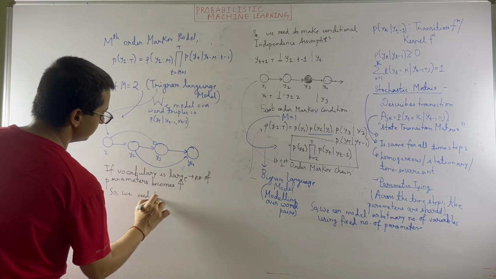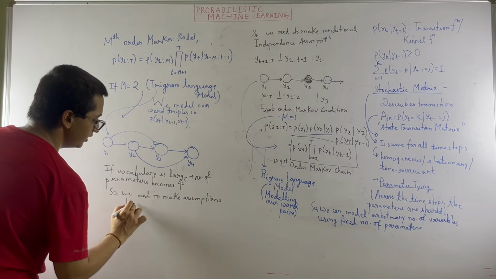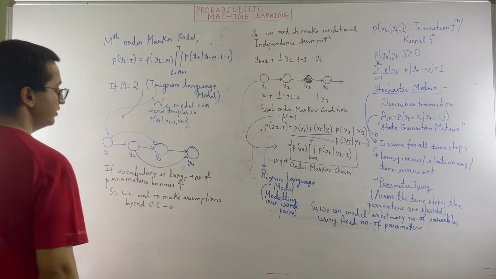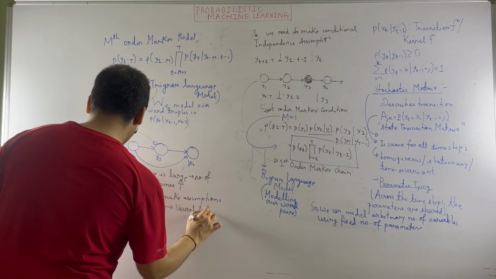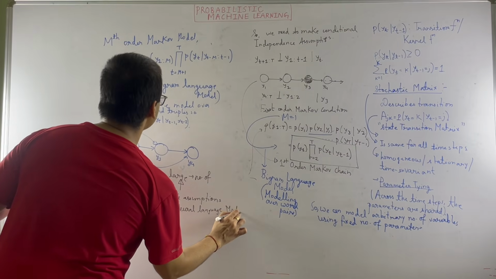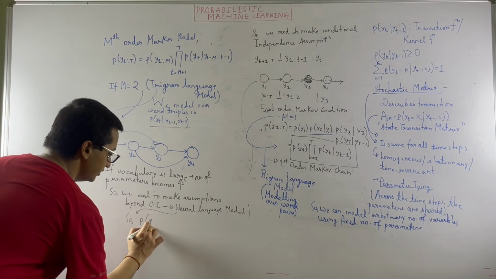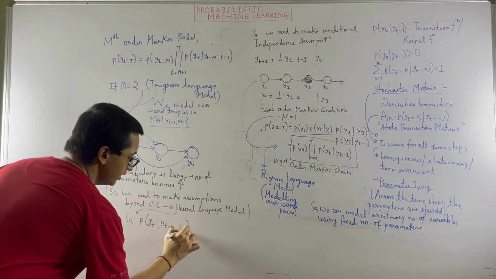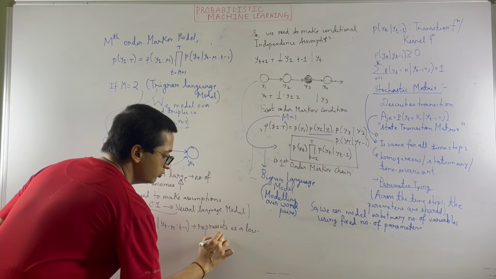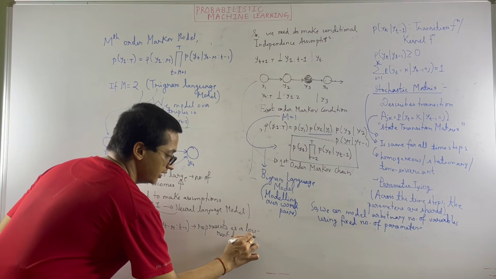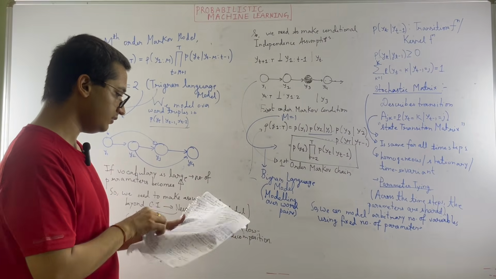So we need to make assumptions beyond conditional independence, and because of that we use a neural language model. What this neural language model does is represent this distribution as a low rank matrix. If it is a low rank matrix, and I can do some rank decomposition, let's say using singular value decomposition, that we will study when we study linear algebra, then this can be much simpler.